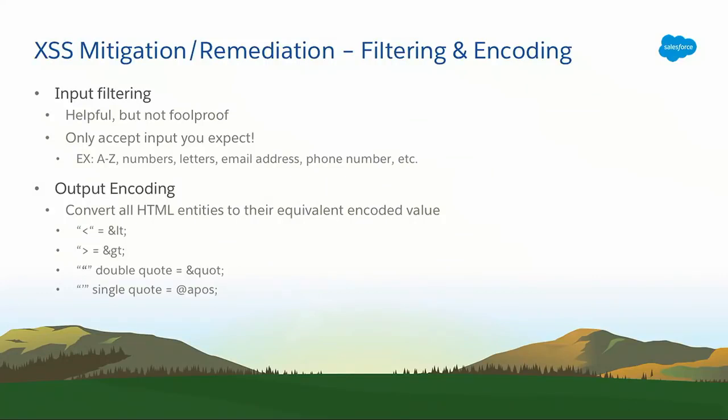Really what you want to do, and what we encourage people to do, and what we do in our own platform here at Salesforce, is what's called output encoding, where we're swapping out the character value for its equivalent HTML entity code. So you can see some examples up here of less than and greater than, double quotes and single quotes, being swapped out for their entity values. There's well over 200 entity values that can be used and swapped out.